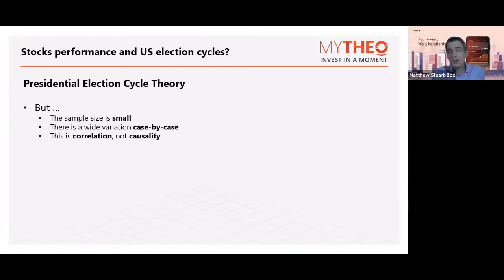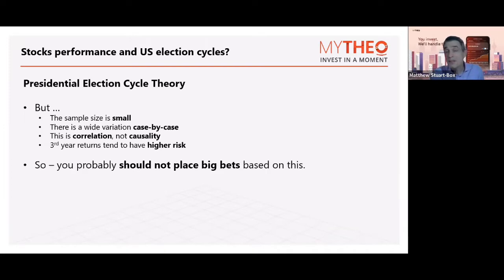And obviously, this is just showing correlation, really. There's no evidence here that these stock market returns are caused by the presidential cycle. They just seem to be aligned with it for some reason. And you could argue anyway that these 3rd year returns simply are because of perhaps higher risk in the 3rd year of a presidency. That might be a reason why you'd get higher returns. So this is interesting, but probably you shouldn't be placing big bets based on this kind of analysis. But that's the general kind of election cycle.